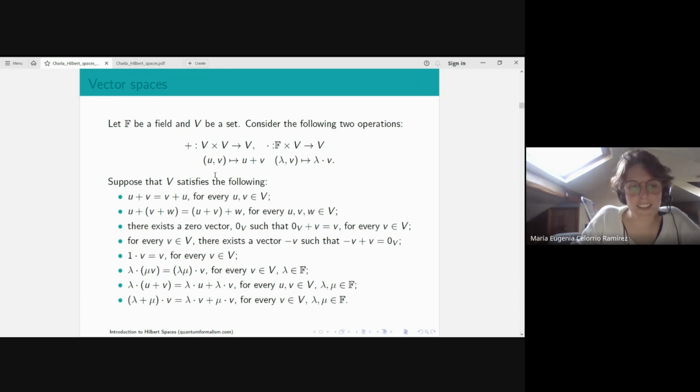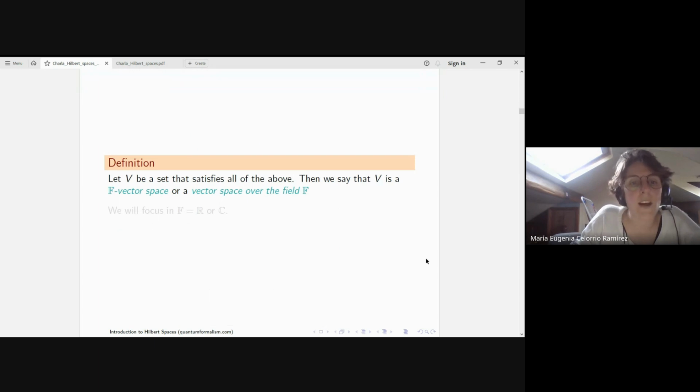So this is a whole lot of characteristics, and whenever we satisfy all of them, we have an F vector space, or a vector space over the field F. Whenever we say a complex vector space, we are saying that we have a vector space over the field of the complex numbers, and a real vector space is a vector space over the real numbers. So we will focus on the real or the complex numbers. I think specifically we are going to focus on the complex numbers, but the reals are also going to be useful to keep in mind.